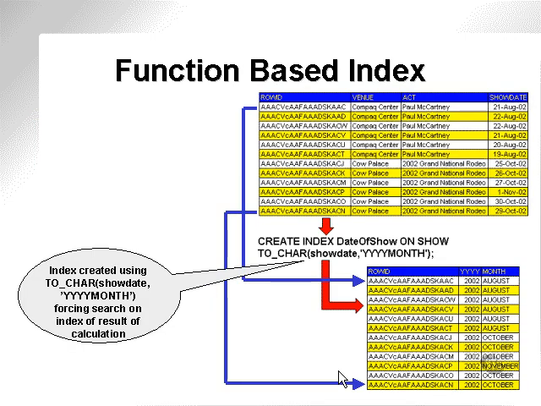A function-based index. These can be useful. As you can see here, I created an index called dateOfShow on show, which is a function toChar applied to show date, which produces a value, say 2002 August. So when I do a where clause and I force it to use this index in the SQL statement, it will actually search for 2002 August as opposed to either 20th of August 2002 or the Julian value.